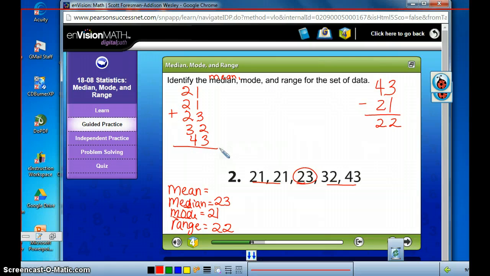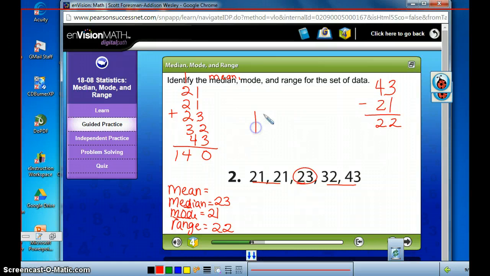1 plus 1 is 2, 2 plus 3 is 5, 5 plus 2 is 7, 8, 9, 10. 0, carry the 1. 1, 2, 3, 4, 5, 6, 7, 8, 9, 10, 11, 12, 13, 14. 140 is my sum.